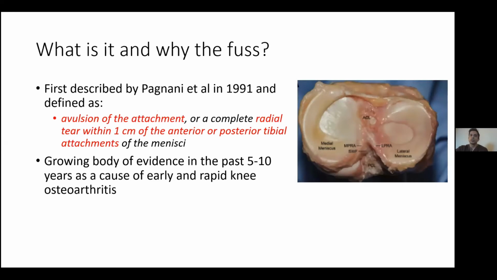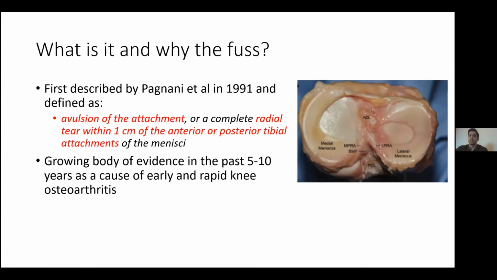The root tear itself actually is not very new. It was first described by Pagnani in 1991. It was defined as an avulsion of the attachment or a complete radial tear within a centimeter of the anterior or posterior tibial attachments of the meniscus. If you can see on the cadaveric image on your right, the meniscus is a C shape and there will be an anterior and a posterior attachment onto the tibia. So this is where the root tears occur.